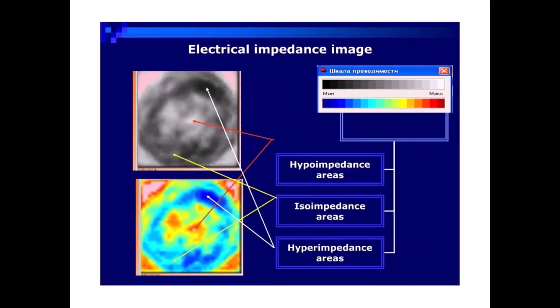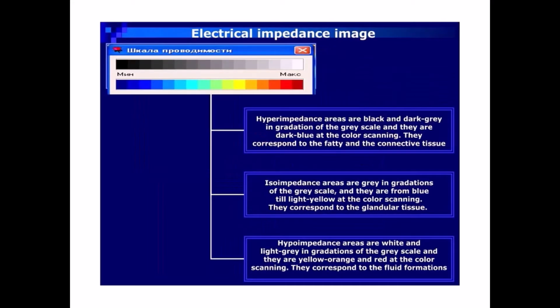Electrical impedance image. Hypoimpedance areas, isoimpedance areas, hyperimpedance areas. Hyperimpedance areas are black and dark gray in gradation of the gray scale, and dark blue at the color scanning. They correspond to the fatty and the connective tissue.